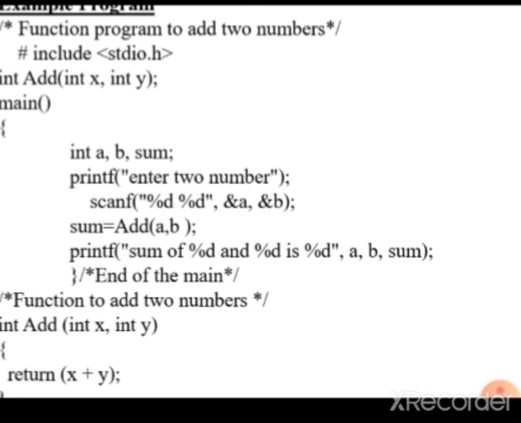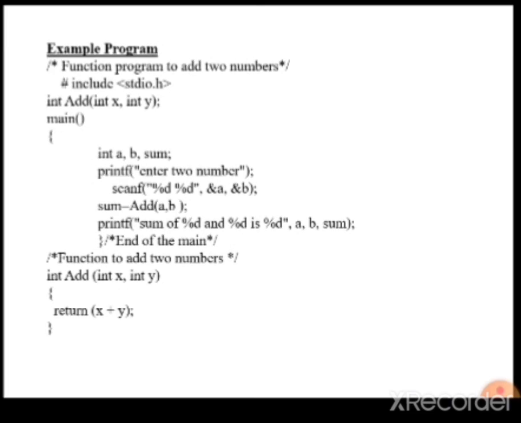So here you see an example program. The function's return type is int, and add is the function name. Here we have int x and int y, two parameters with integer values. The two arguments are also of integer type. So here printf asks you to enter two numbers, and scanf is used to input them. After inputting the numbers, you are calling the function. We have a return type here.